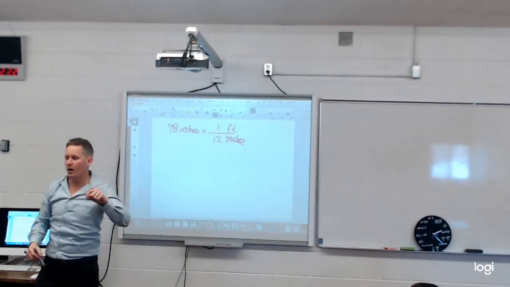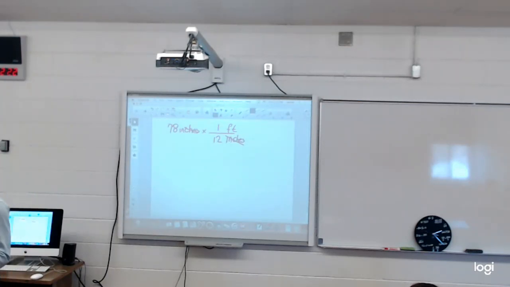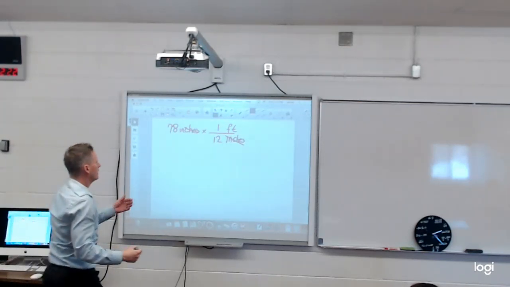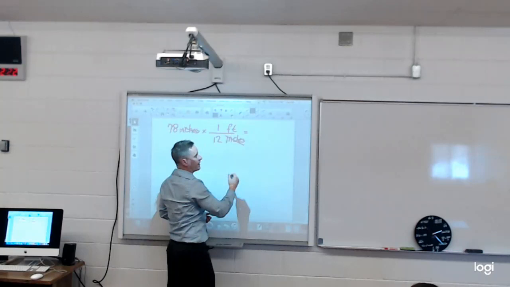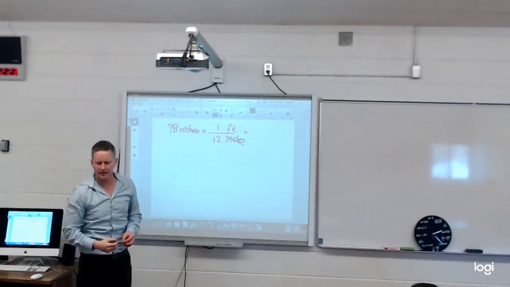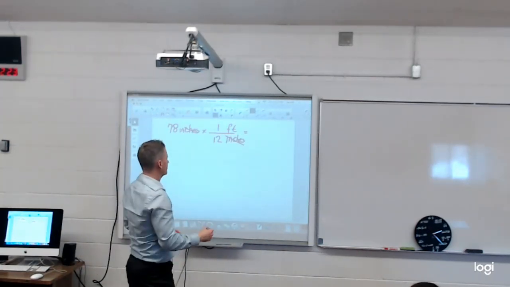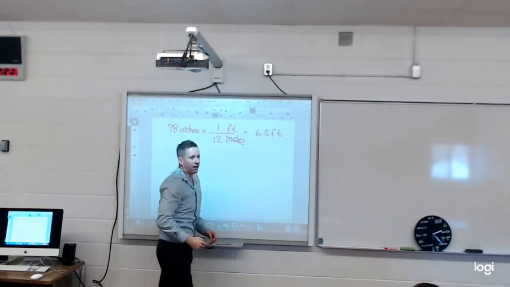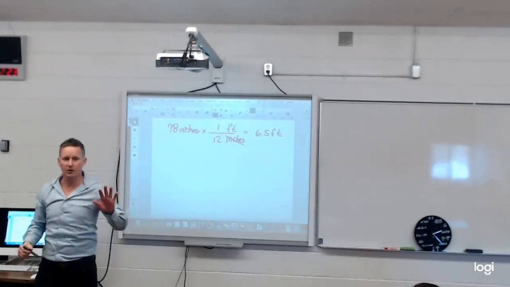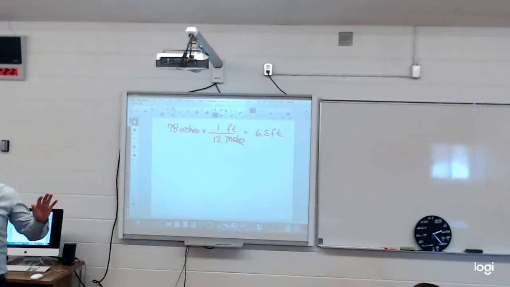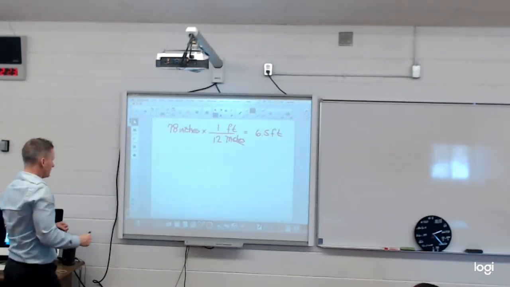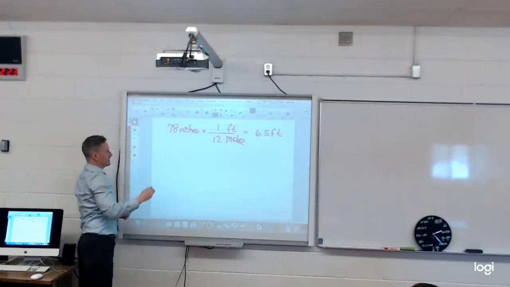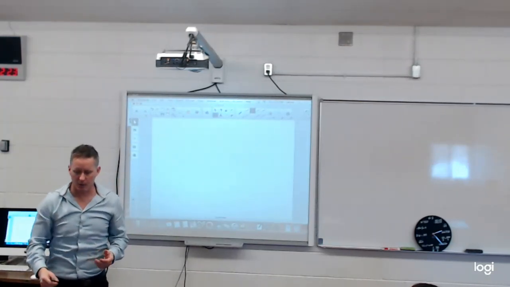And because the 12's on the bottom, what do I do with it? Excellent, good. So 78 divided by 12, and that works out to 6.5. Okay, so everything's good there, right? Do we have any difficulty with that? No? Okay, excellent.